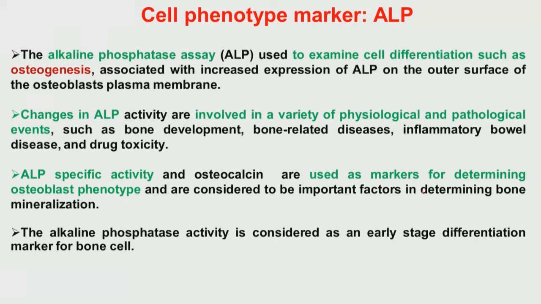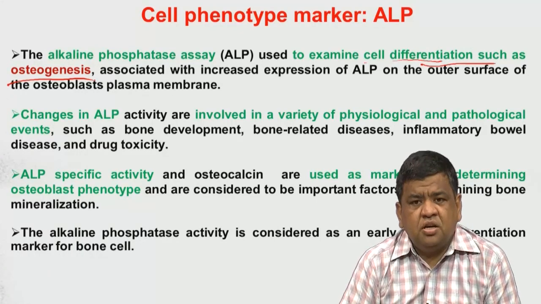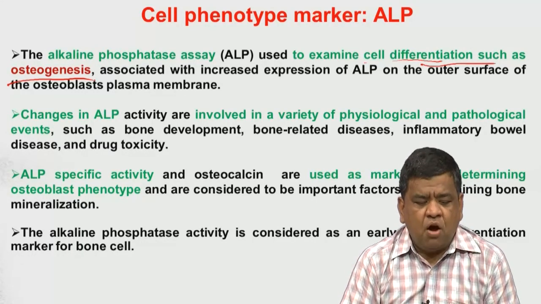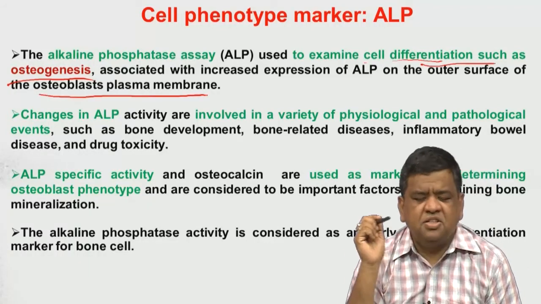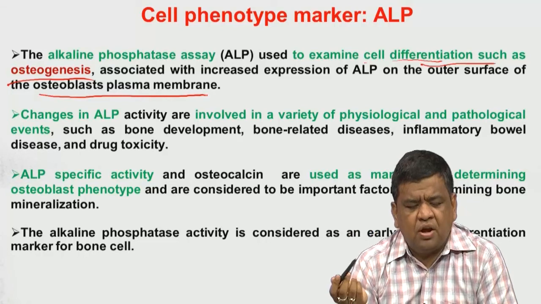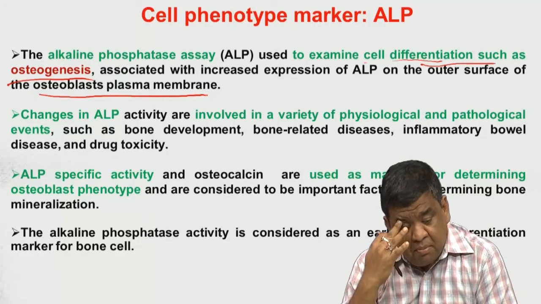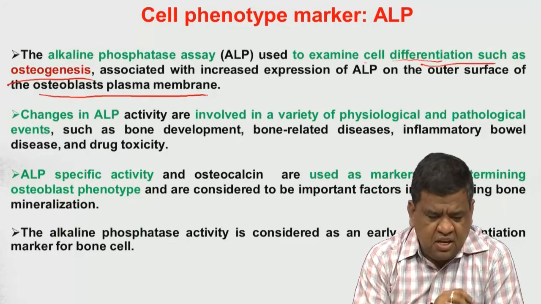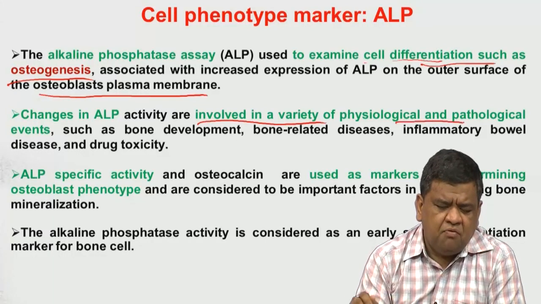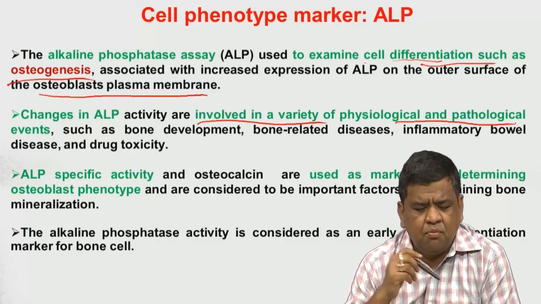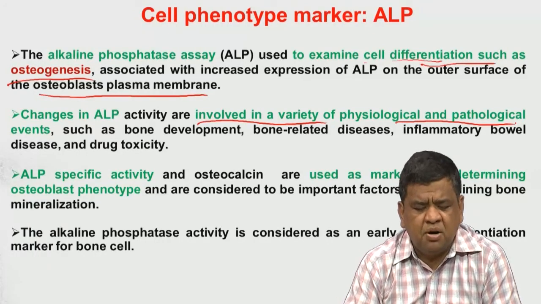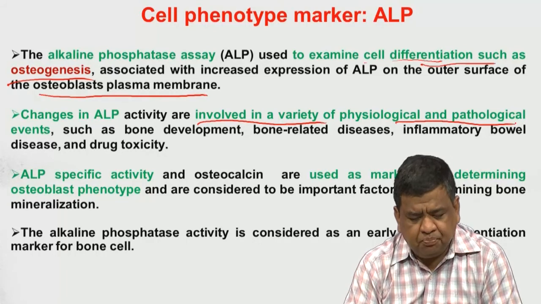The alkaline phosphatase assay is used to examine cell differentiation such as osteogenesis, for the bone cells, and it is associated with increased expression of ALP on the outer surface of the osteoblast plasma membrane. Essentially, this ALP is expressed at a higher level at the outer surface of the plasma membrane of the osteoblast. And changes in ALP activity are also involved in various physiological and pathological events like bone development, bone related diseases, inflammatory bowel diseases or drug toxicity.